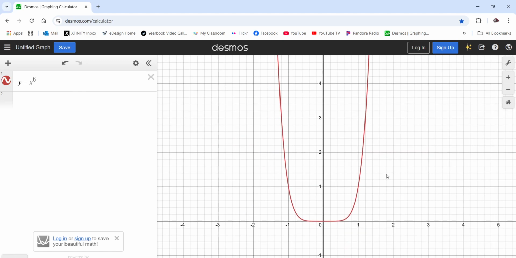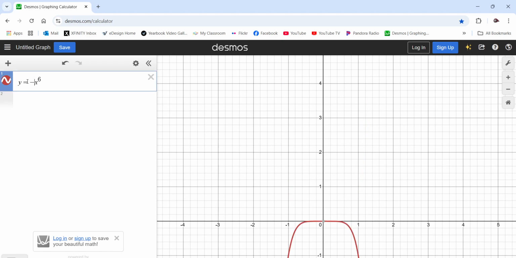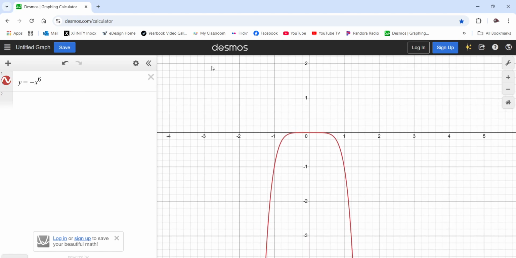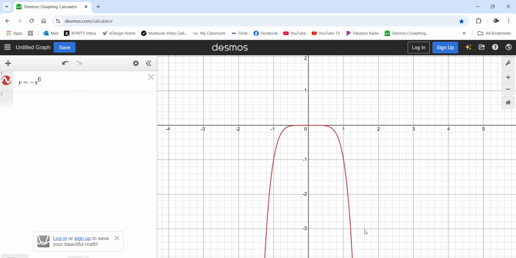So what's my end behavior with y equals x to the 6th? As x approaches negative infinity, y approaches positive infinity. As x approaches positive infinity, then y approaches positive infinity. What happens if we put a negative in front of it? It flips it. So again, what's the end behavior? As x approaches negative infinity, y approaches negative infinity. As x approaches positive infinity, then y approaches negative infinity. Does it make sense? That's the kind of stuff they're going to ask you to do. But they're going to give you real weird stuff.